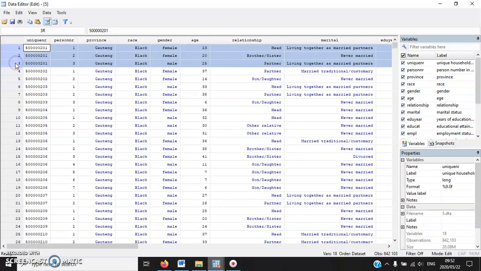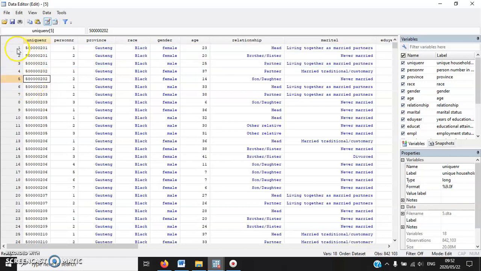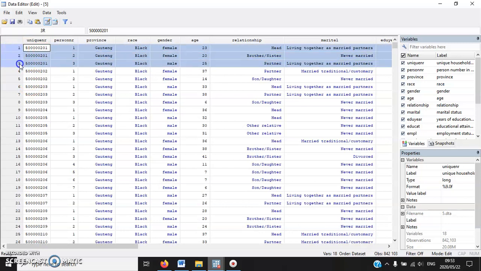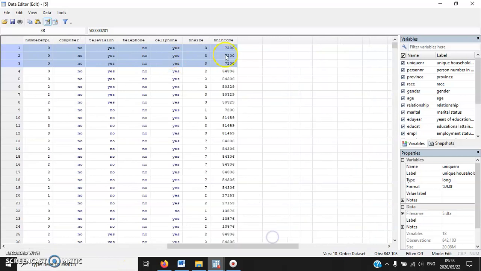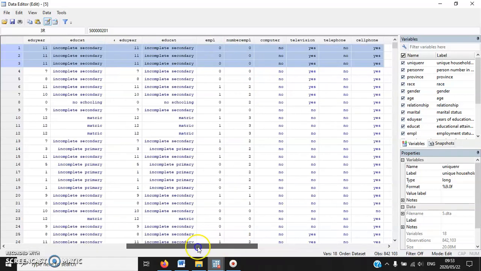Okay, since this is a person level data set, it means all the people from the households took part in the survey, and the people from the same household would have the same unique household number. So for instance, if we look at the first 3 rows, you can see person number 1, 2, and 3, they come from the same household. This is why they all have the same unique household number. And I think the household size should be equal to 3. Let's scroll rightwards. Indeed, household size equals 3.